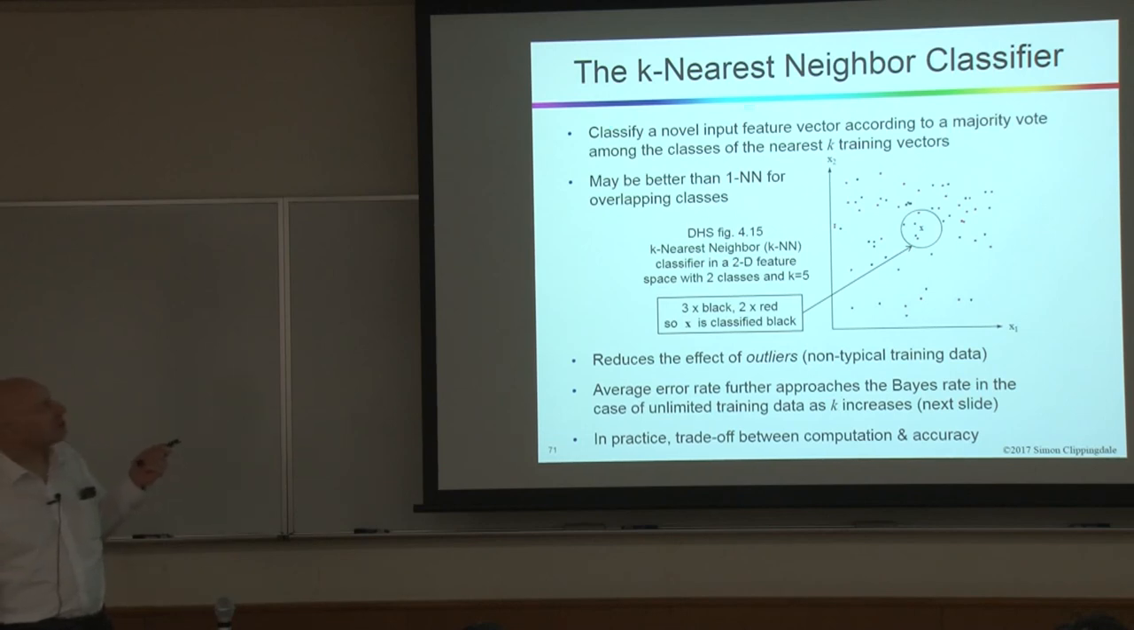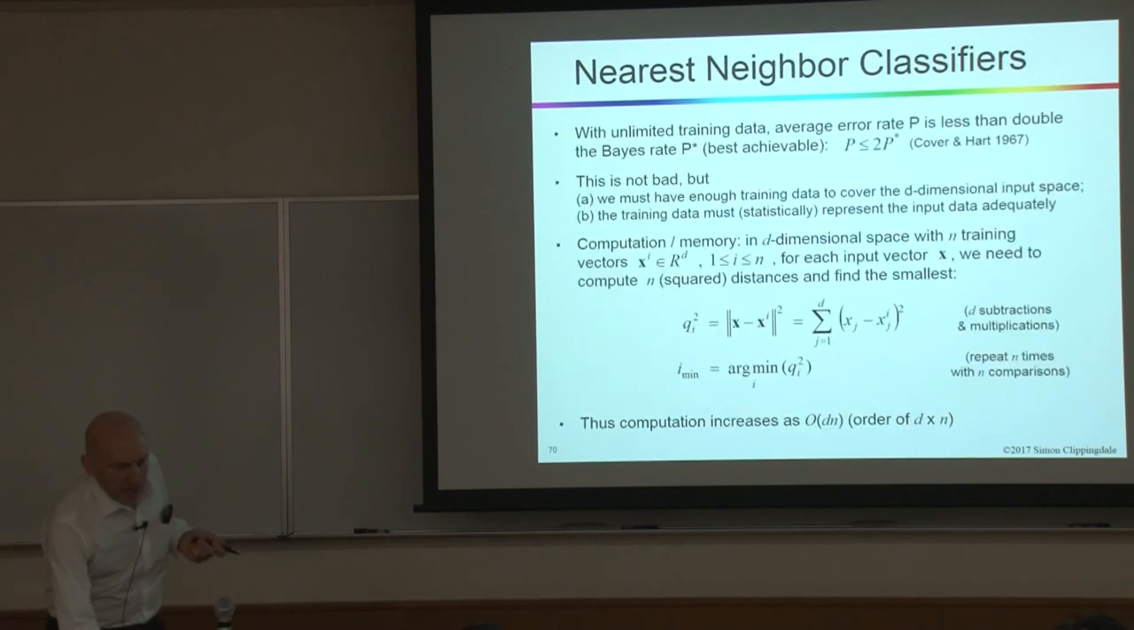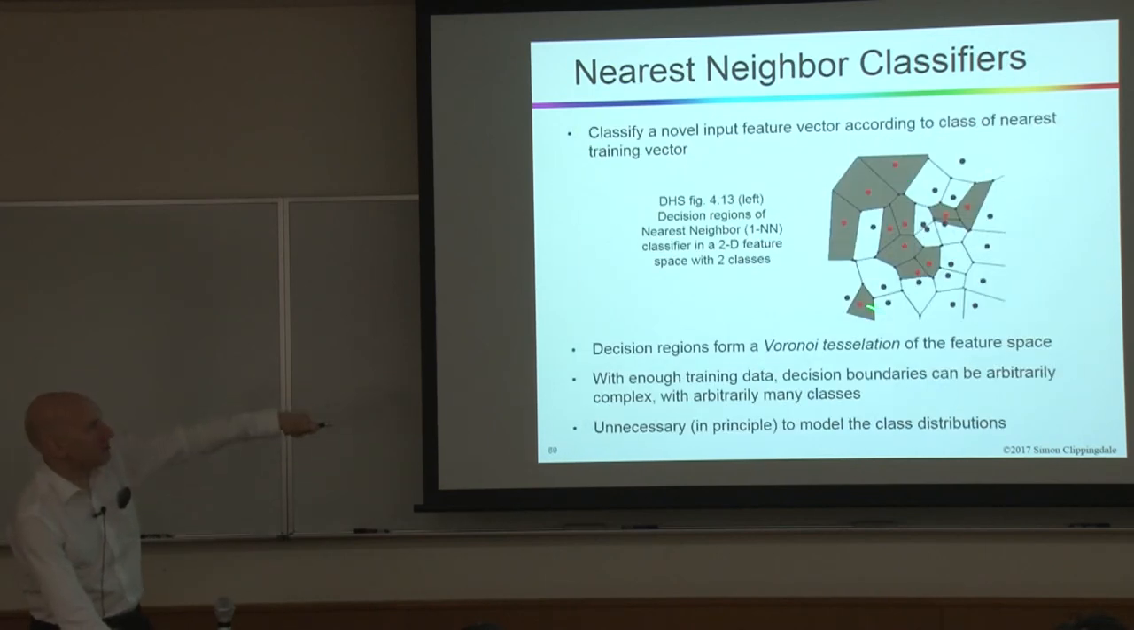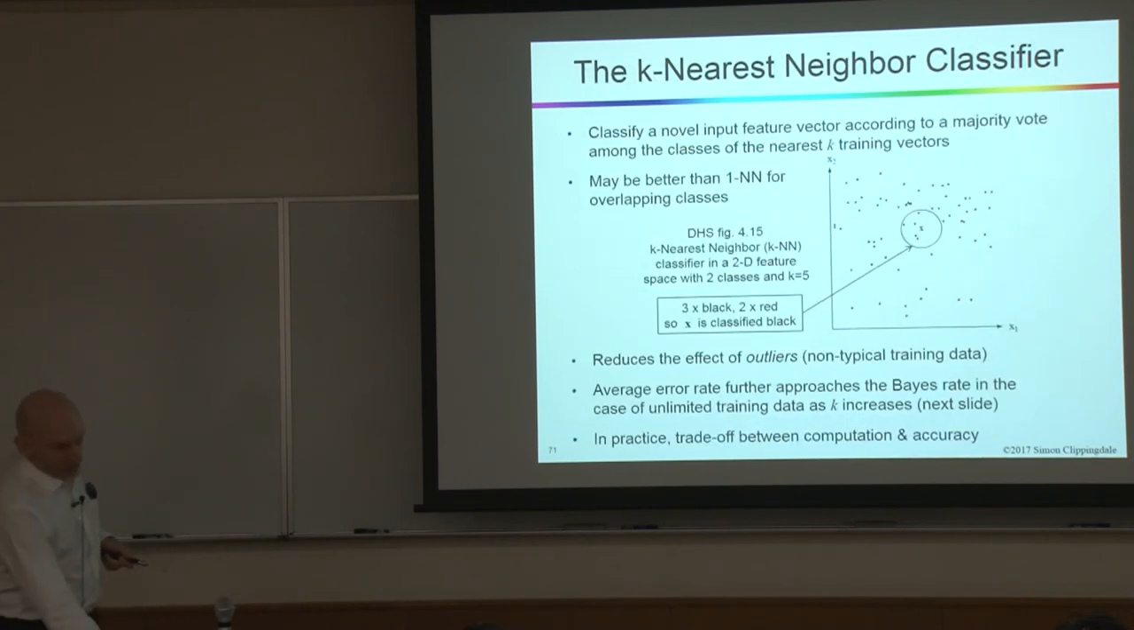Another approach is to try and get round the fact that this can be rather noisy if you just take the nearest training sample. One way of doing this is, instead of taking just the one single nearest training vector, you can find the nearest k training vectors and take a majority vote among them. And this may do better than a simple nearest neighbor classifier, particularly if the classes overlap.